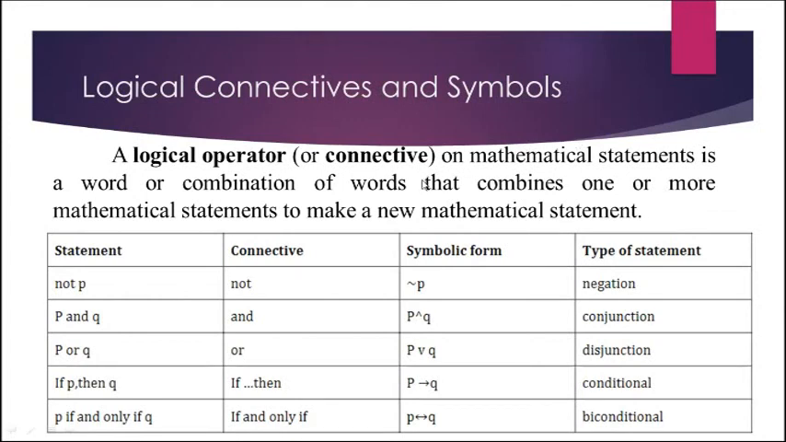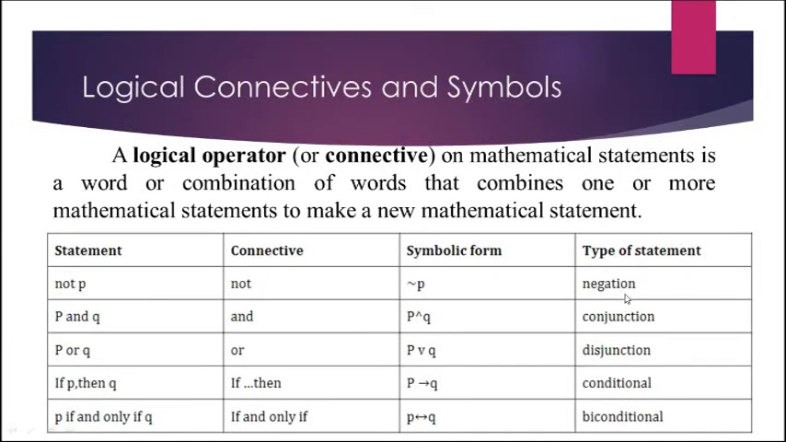So these are your logical connectives and symbols. A logical operator or connective on mathematical statements is a word or combination of words that combines one or more mathematical statements to make a new mathematical statement. So we have your statement, not P. The connective, or the logical operator, is not. Here is its symbolic form, and then P.